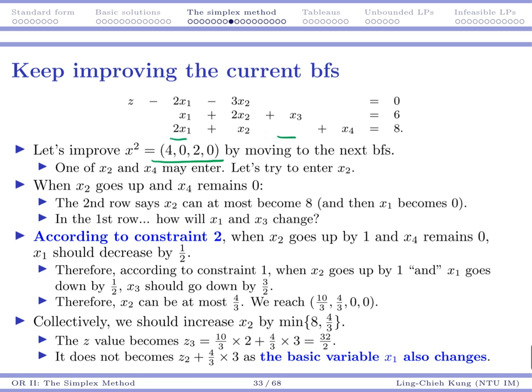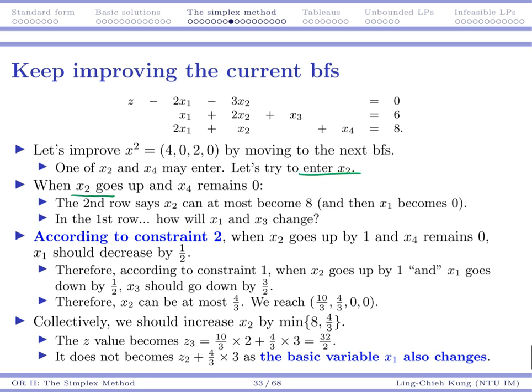they are basic variables. x2 and x4, they are non-basic. So one of x2 and x4 should enter, and we want to see which one we should enter. If you look at these numbers, you may probably have one thought, saying that if we increase x2, that's going to somehow increase z. And if we increase x4, the impact is not so obvious. So let's try to enter x2.